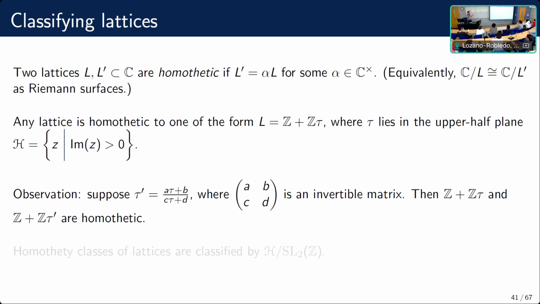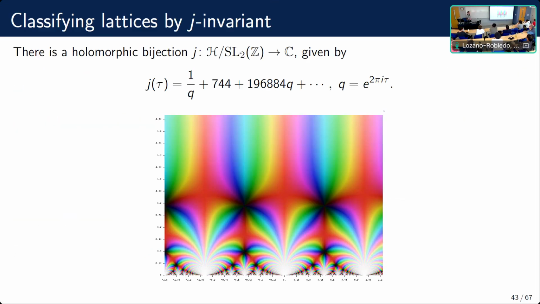So, you know, there's a whole group acting on this. And so this quotient set, this coset space, if you will, classifies all of the lattices up to this relation of homothety. So this is an interesting complex manifold, and it's actually just the same as the complex numbers themselves because of the J-invariant. I copied this picture from the Wikipedia article for the J-invariant.